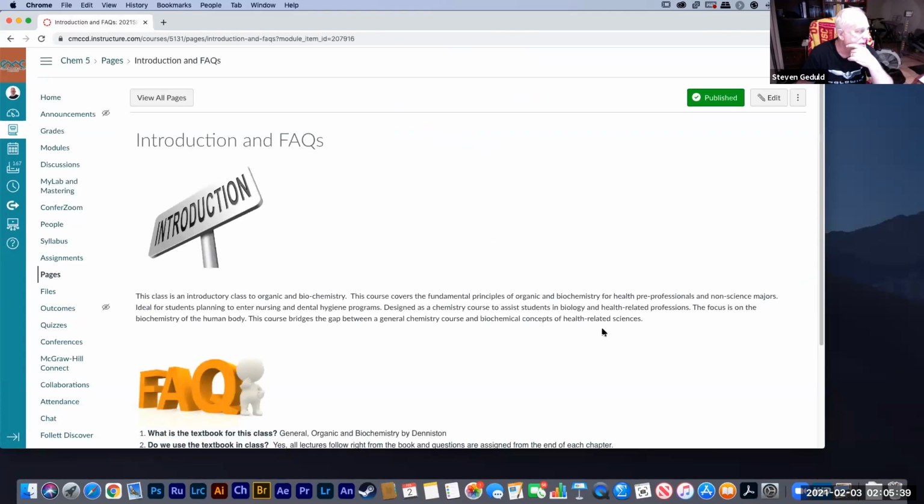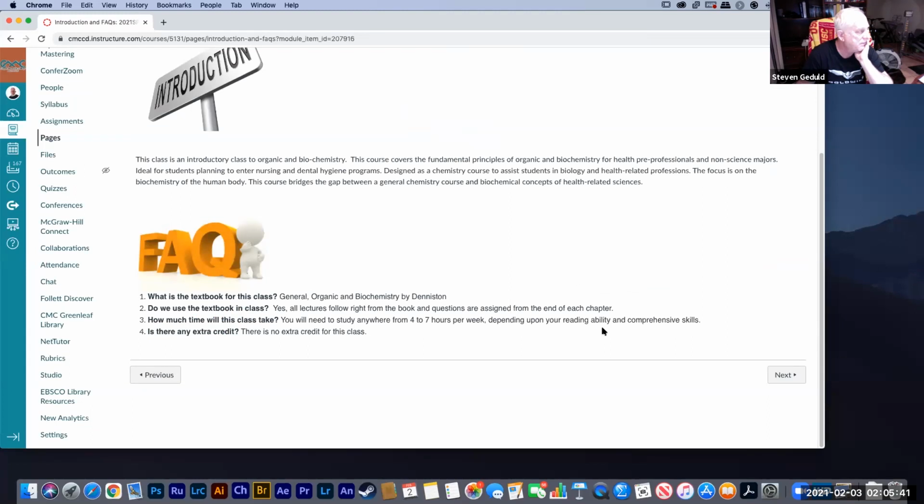It gives you an introduction to this class. It's an introductory class to organic and biochemistry. It tells you what the course is going to cover, what it's good for. Then the textbook and frequently asked questions. The textbook is General, Organic, and Biochemistry by Denniston, and we're using the 9th edition. Will you use a textbook? Yes, the class is going to be organized to follow the textbook.